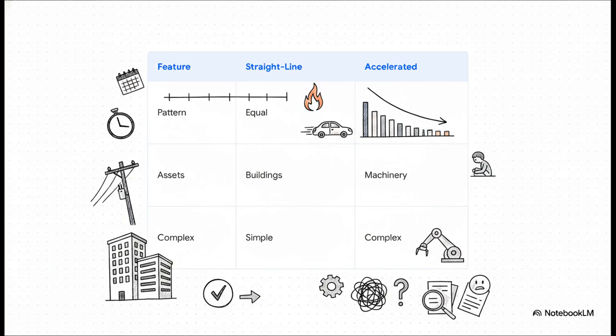If you want to absolutely nail the theoretical part of this question, keep this mental cheat sheet ready. For the expense pattern, straight line is equal every period, while accelerated is high early, low late. For asset suitability, straight line is for buildings and stable utility assets. Accelerated is for machinery and vehicles that lose value fast. And for complexity, straight line is incredibly simple, but accelerated is complex and requires strict tracking. If you can articulate those 3 contrasts clearly, you've won the first half of the battle.